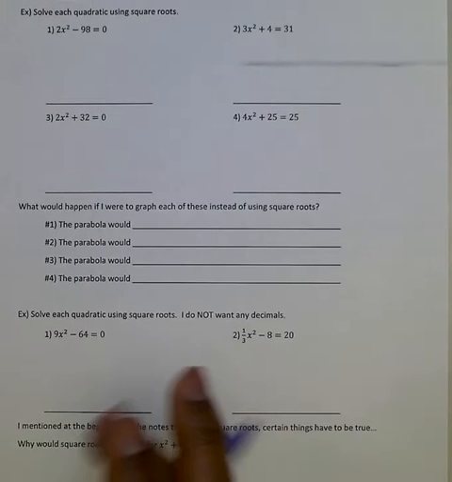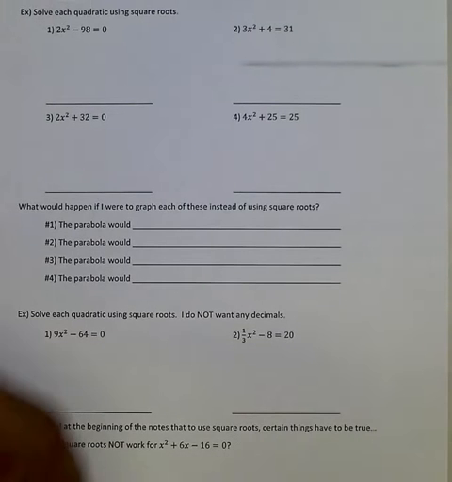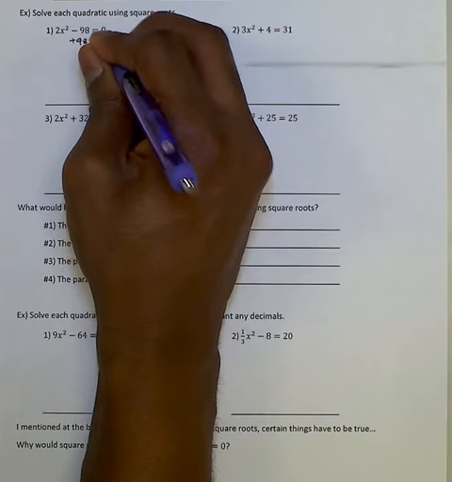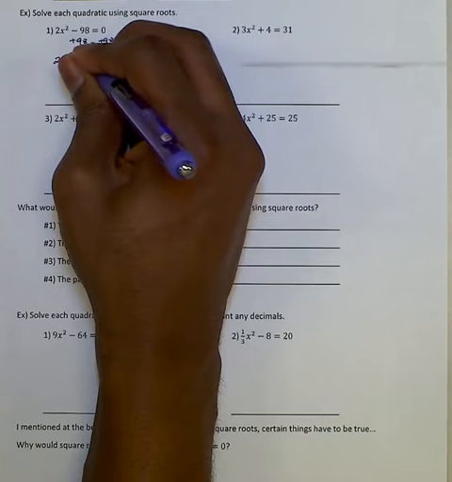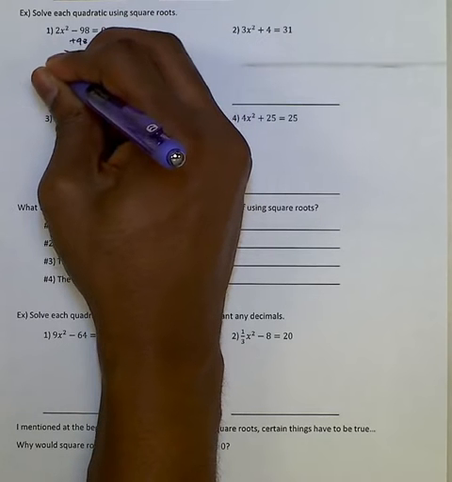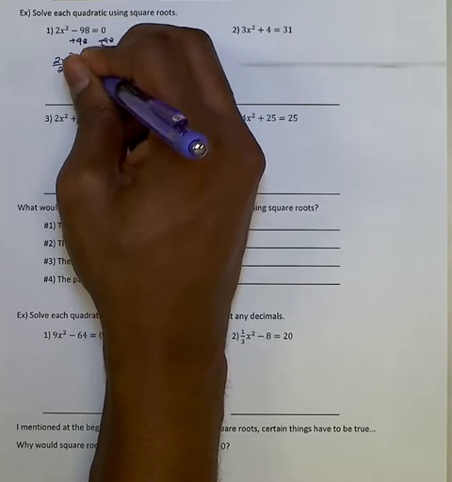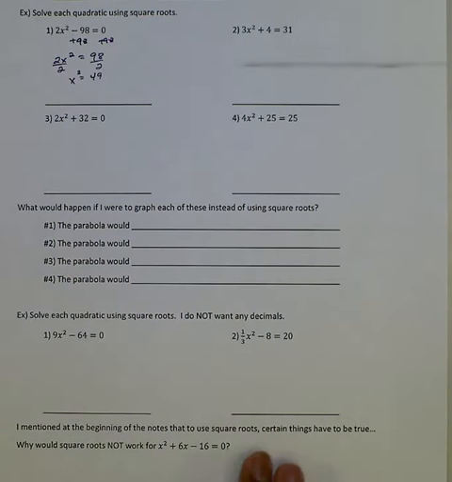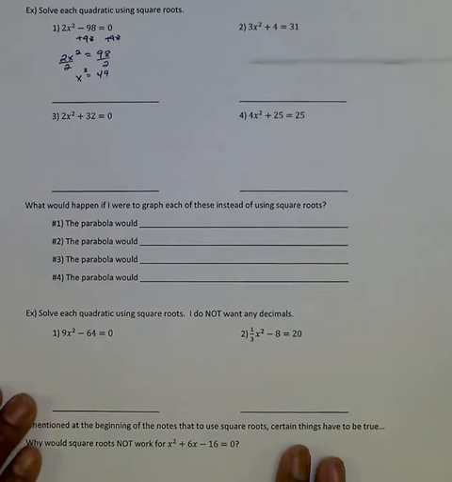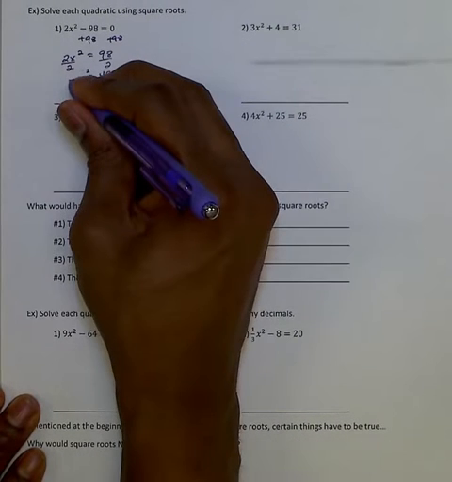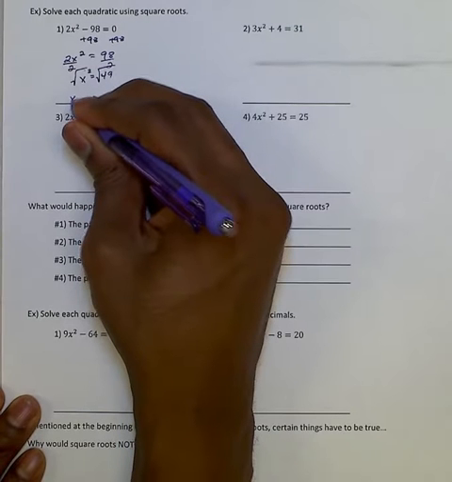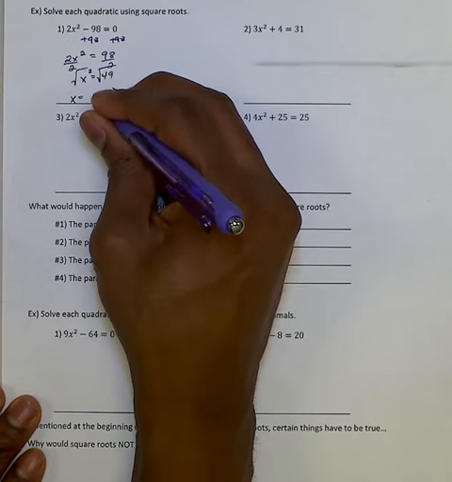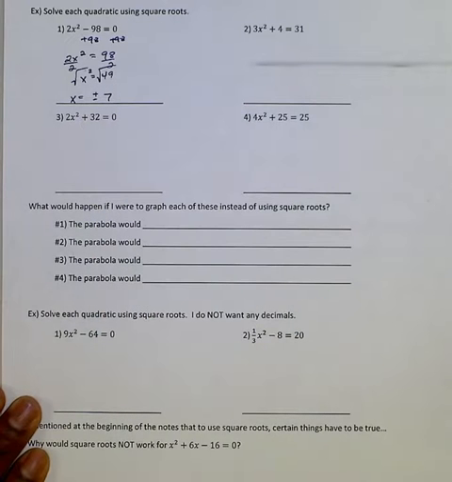So we have 2x squared minus 98. Let's just solve these. Okay, we're getting the x squared by itself. So 2x squared equals 98. Divide by 2. x squared equals 49. Okay. From there, we'll take the square root. Remember that when we take that square root, everybody, hopefully, will say, hey, 7. But 7 times 7 is 49. Also, negative 7 times negative 7 is 49. So, plus or minus 7.